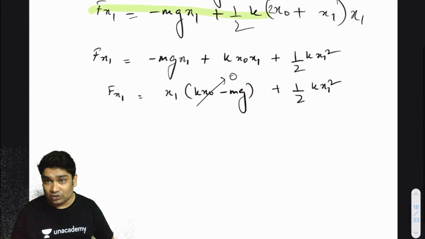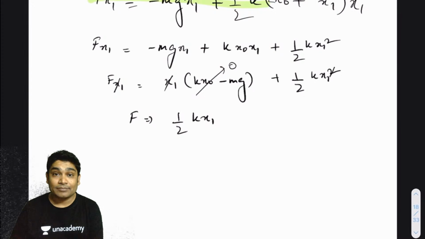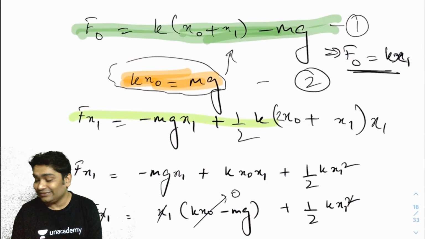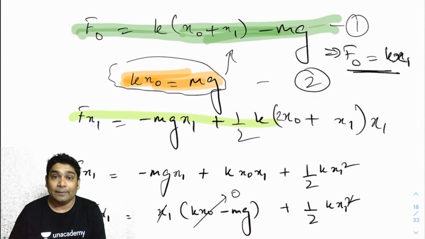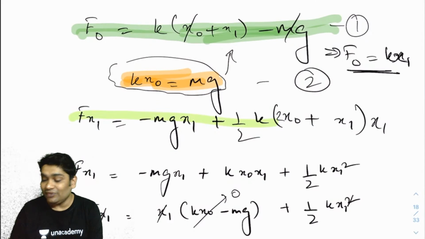Yes. All right. So we have this. So what I'm getting is I can take out, oh, I could have just taken out this. So I'm getting F equals 1 by 2 k x1. And I already knew this. From here you realize k x naught and mg will get cancelled. So can I write F naught will be equal to k x1?